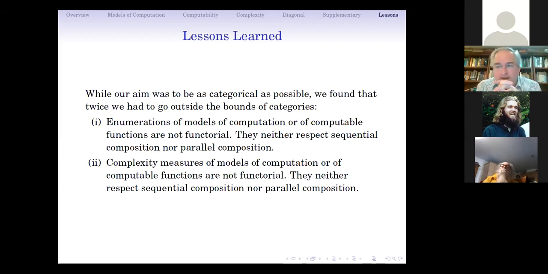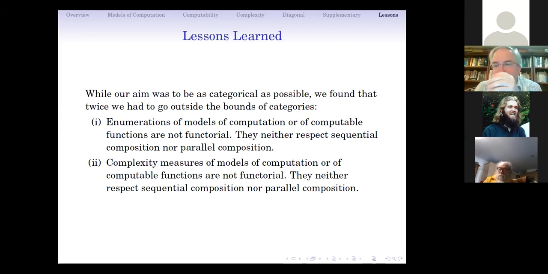Another thing is complexity measures. Complexity measures also don't respect composition or the tensor product. Let's just talk about it. Let's say I have a program that takes a very long time, and a program that takes a very short time. Then I compose them. This one goes first. This one goes second.